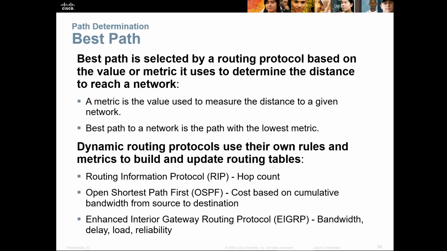Dynamic routing protocols use their own rules and metrics to build and update routing tables. For example, RIP, Routing Information Protocol, uses hop count. How many hops are there between A and B is the metric. While OSPF, or Open Shortest Path First, uses cost based on cumulative bandwidth from the source to destination. So OSPF looks at the sum of the bandwidth between each target. Third, EIGRP, Enhanced Interior Gateway Routing Protocol, looks at bandwidth, delay, load, and reliability. So there are different ways to look at this.